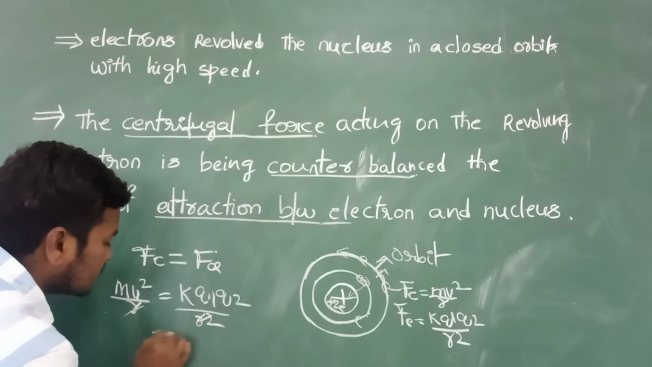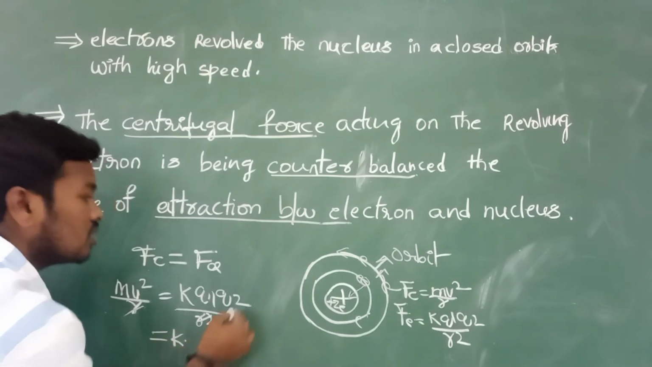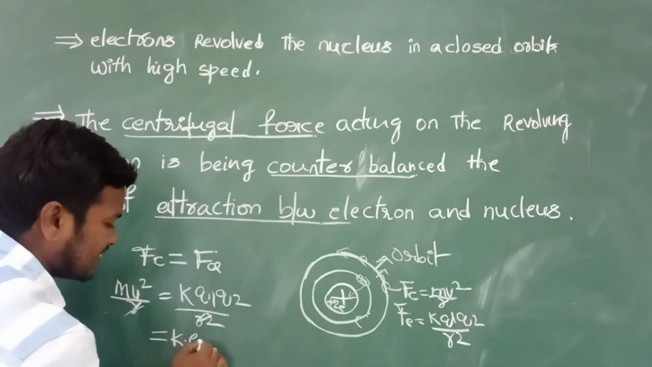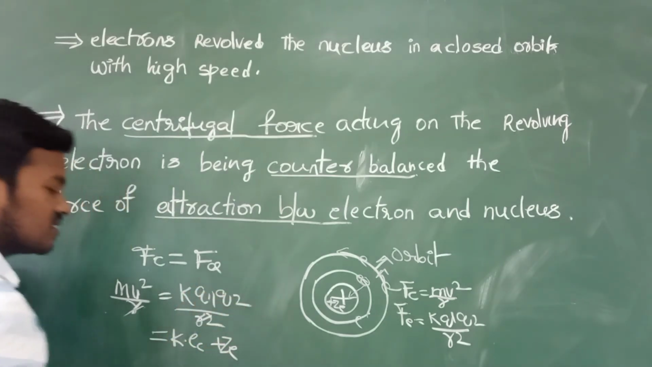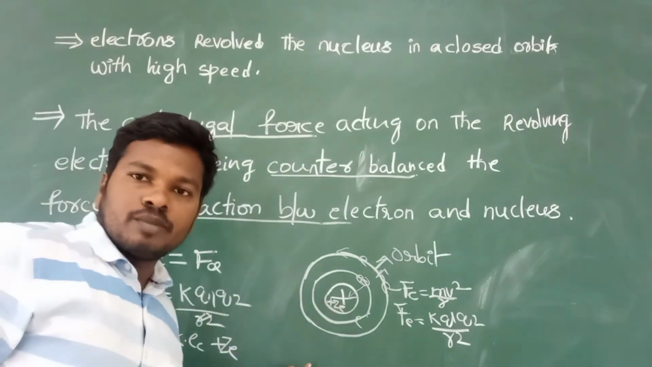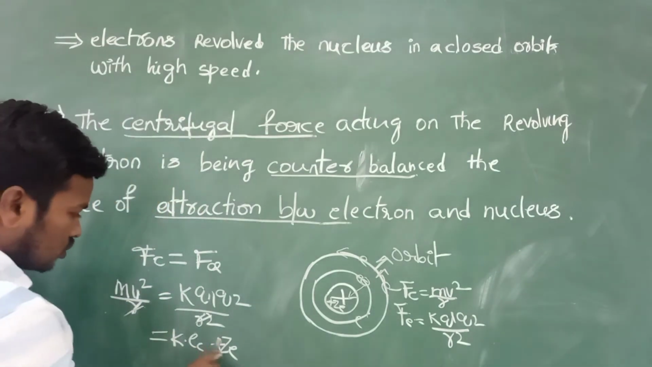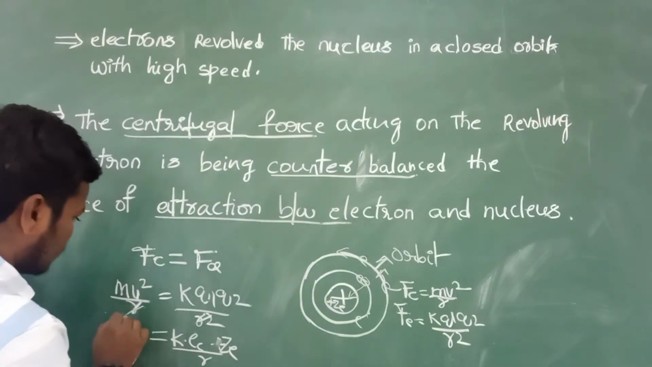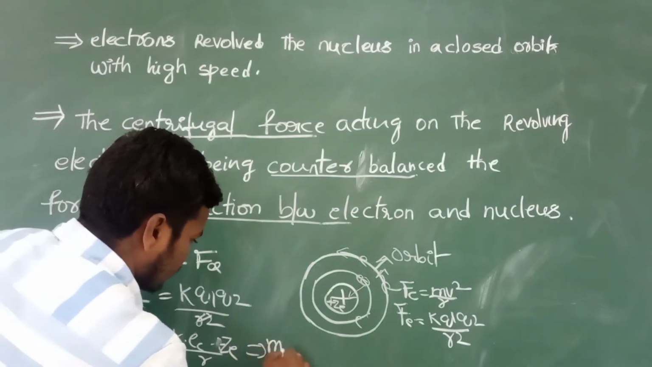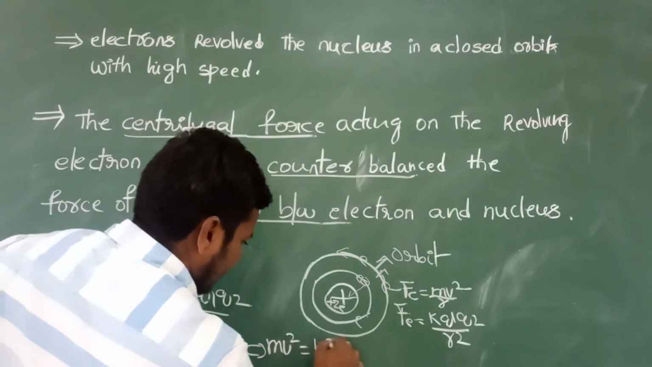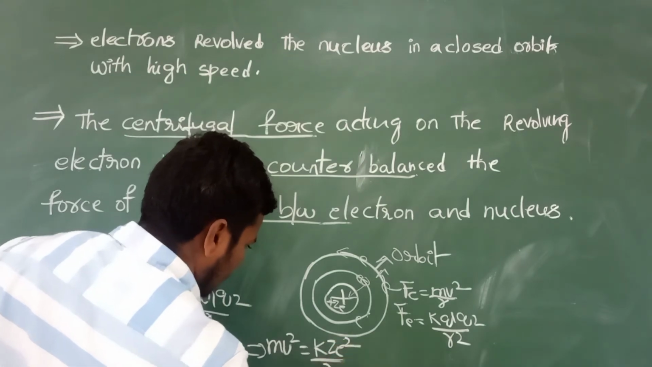Here k is the constant, q1 is the electron charge, so that is e coulombs I am writing. q2 is the plus Ze charge, Ze is nothing but the proton charge. So k Ze square by r is equal to mv square. So from this you can write mv square is equal to k Ze square by r.